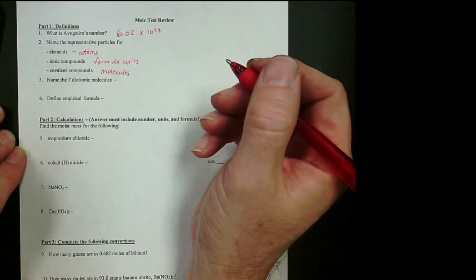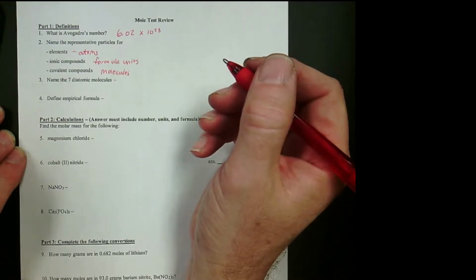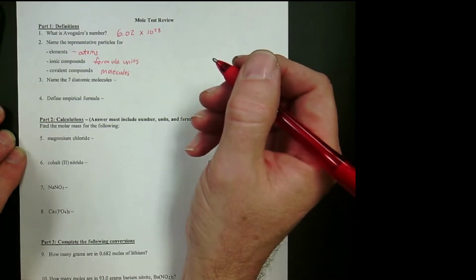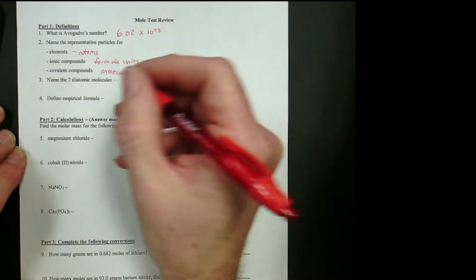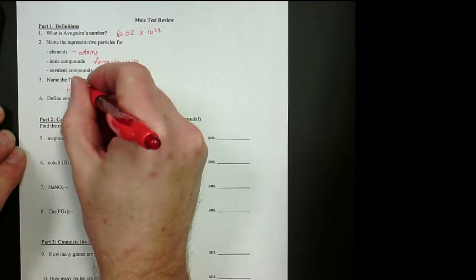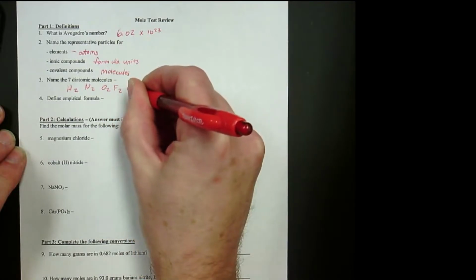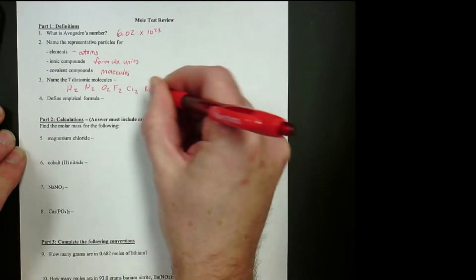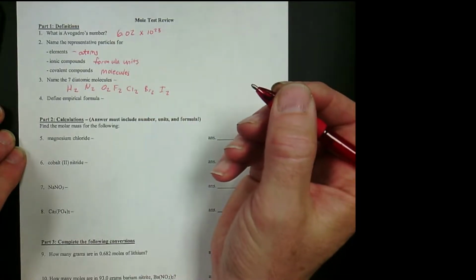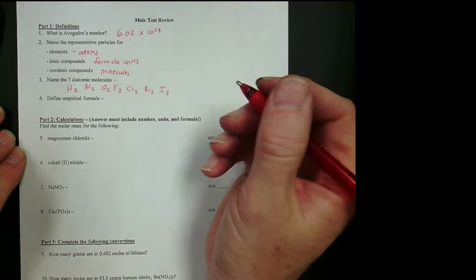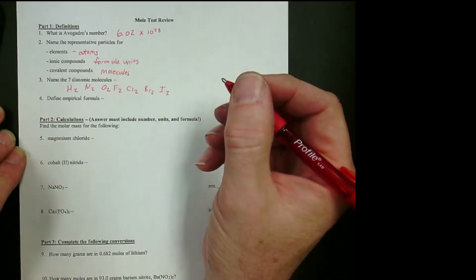So you can remember this in a couple different ways. Brinkelhoff is one way that a lot of people remember it. You can remember the 771. However you remember it, it's up to you. But it's going to be H2, N2, O2, F2, Cl2, Br2, I2. All right, define empirical formula. That's going to be the lowest whole number ratio of a compound.